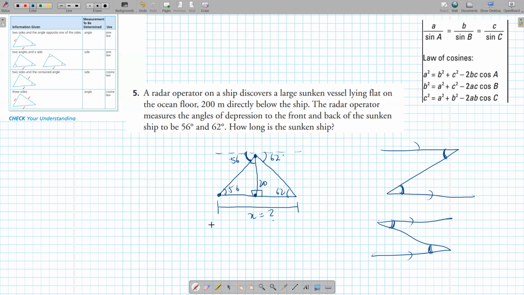Now, how do we find the base of the triangle? Wait, could you find the angle at the top? This one? Yeah, that'll be 180 minus both of these. So 62? Is that what you got? 180 minus 56 minus 62, yeah, 62. Now what?